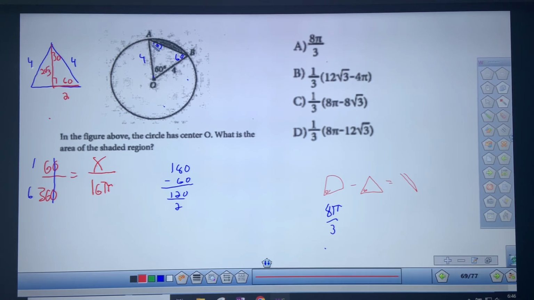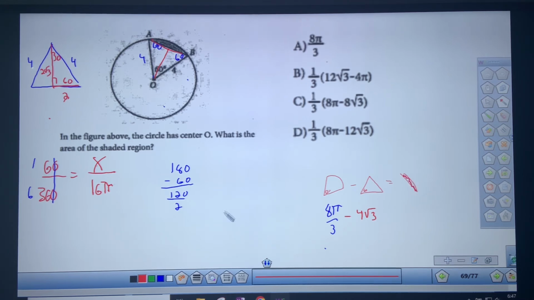So the area of this equilateral triangle is going to be 1/2 the base, which is 2, times the height, which is 2 root 3. So the area is going to be 4 root 3. So if I do 8 pi over 3 minus 4 root 3, that should give me the area of the shaded region.